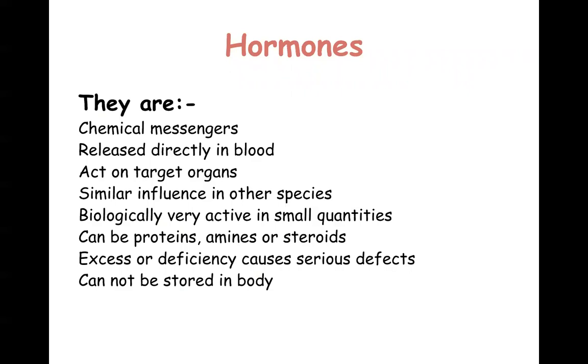The hormones can be proteins, they can be amines, they can be steroids. For example, adrenaline is an amine. Insulin is a protein, it's a peptide. For steroids, you have testosterone and estrogen, which are steroid hormones. Excess or deficiency of these hormones causes serious defects, and the hormones cannot be stored in the body. They have to be discharged out of the body.